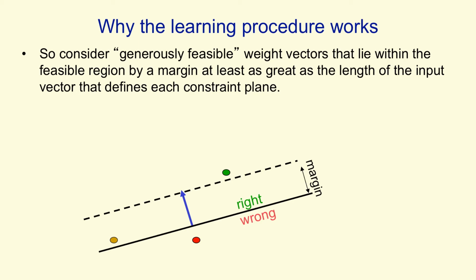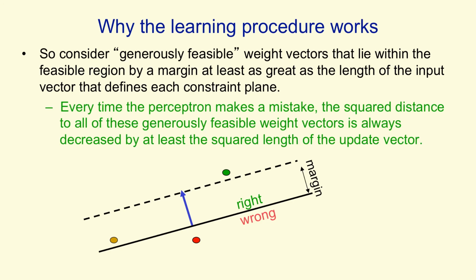So what we're going to do is define a generously feasible weight vector. That's a weight vector that not only gets every training case right, but it gets it right by at least a certain margin, where the margin is as big as the input vector for that training case. So we take the cone of feasible solutions, and inside that we have another cone of generously feasible solutions, which get everything right by at least the size of the input vector. And now our proof will work. Now we can make the claim that every time the perceptron makes a mistake, the squared distance to all of the generously feasible weight vectors will be decreased by at least the squared length of the input vector, which is the update we make.